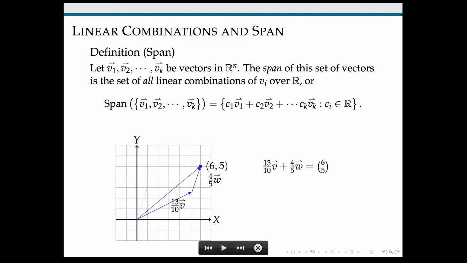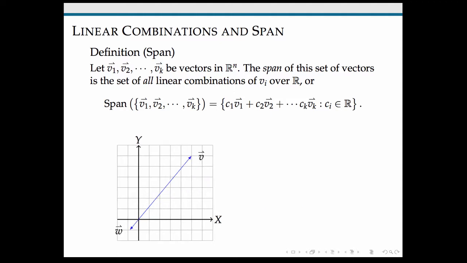So this says our vector 6, 5 is in the span of the vectors 4, 2 and 1, 3 because we can write it out as some linear combination of our original two vectors. So in general, for this particular set of vectors, any point inside of R2 can be achieved as some linear combination of those two.